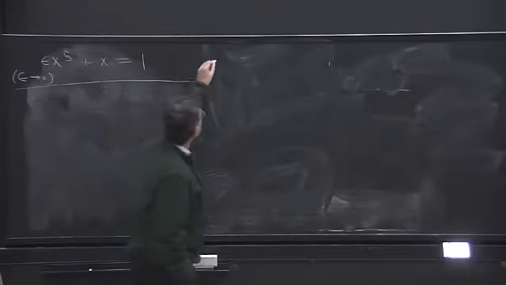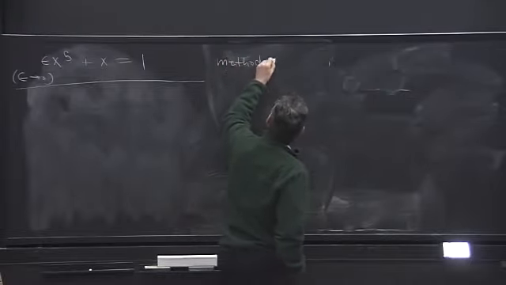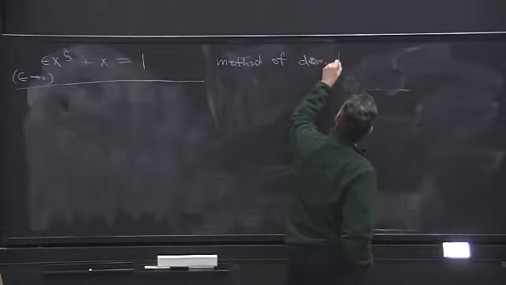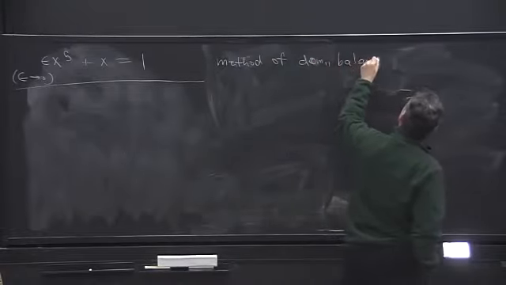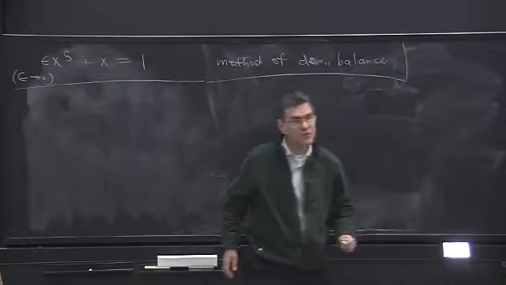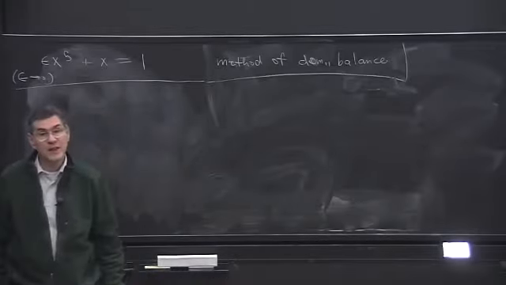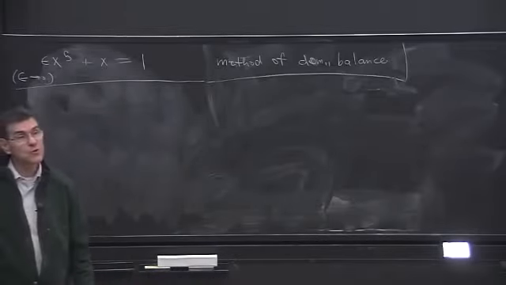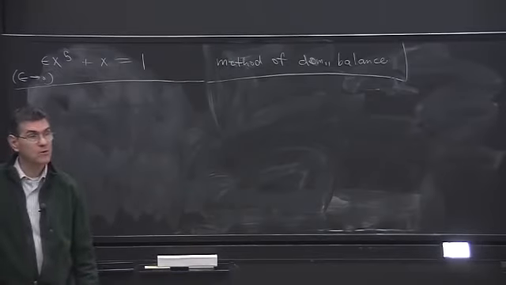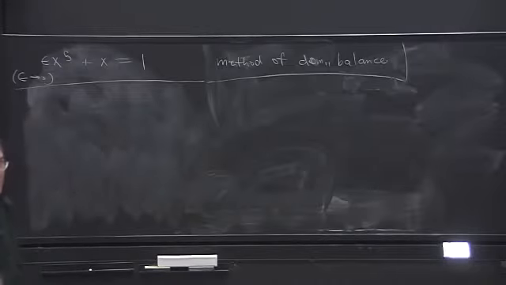Well, we're going to use the method of dominant balance. The method of dominant balance consists of saying it's likely that one of these three terms becomes negligible, and the other two terms are now asymptotic to one another. Well, which term becomes negligible? Well, there are three possibilities.